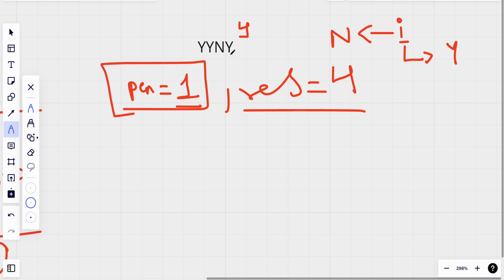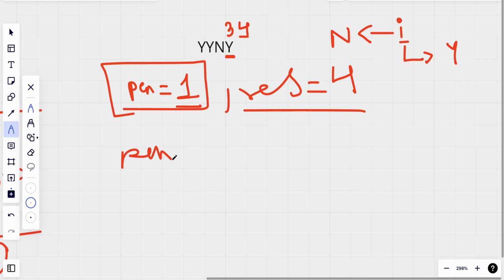Now starting from the last index, which is index 3, we start to calculate the penalty for the given indices. Since this index is equals to y, and for index 3, if we are closing at index 3, it is y, so we add to our penalty.